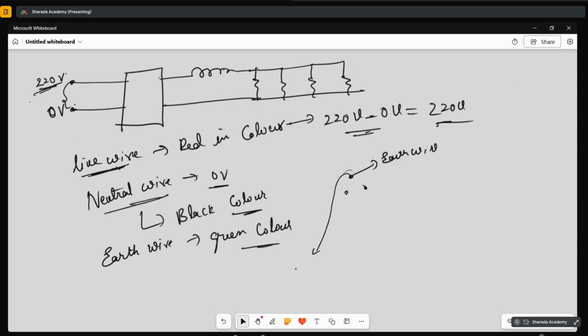Again, I repeat, there will be three wires. One is the live wire, second is the neutral wire, third is the earth wire.